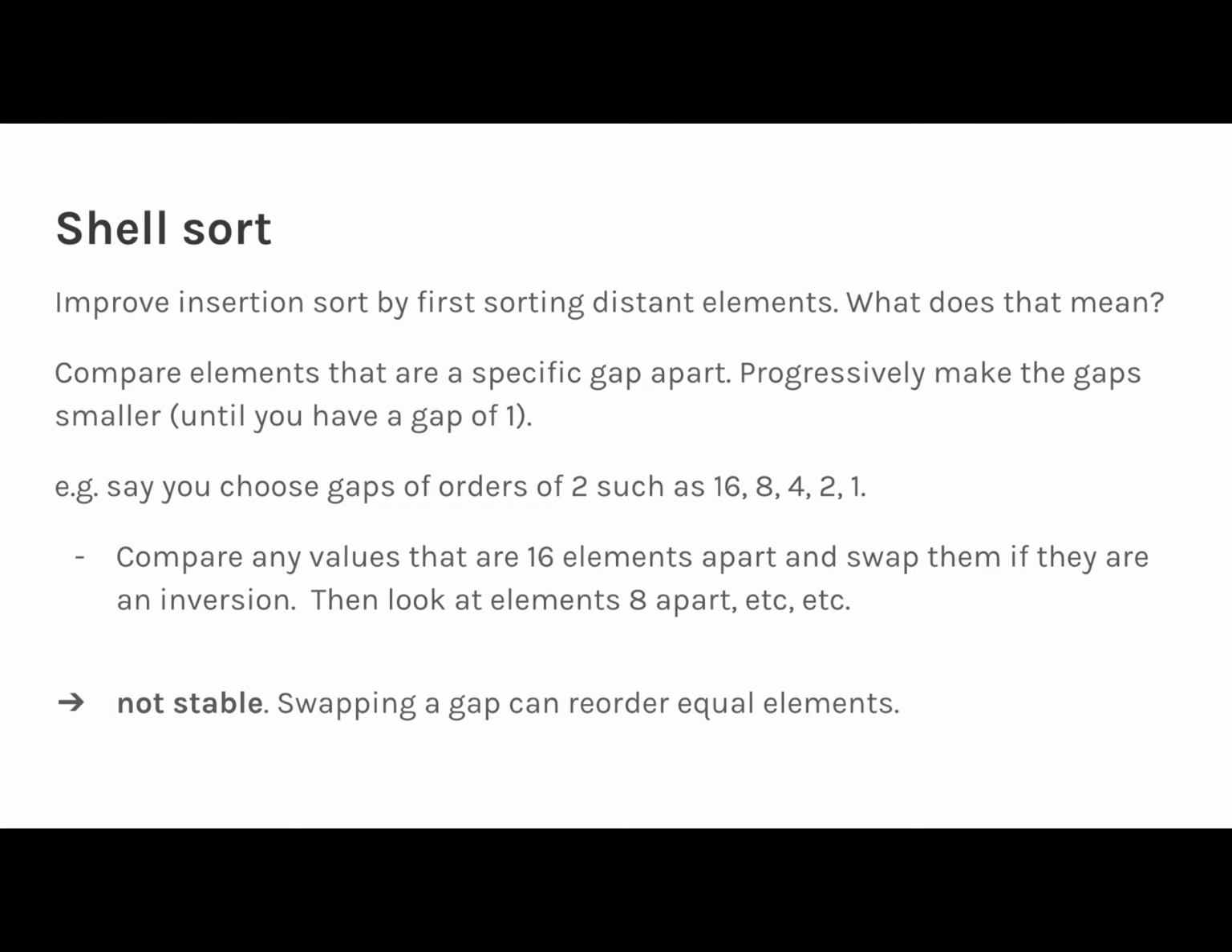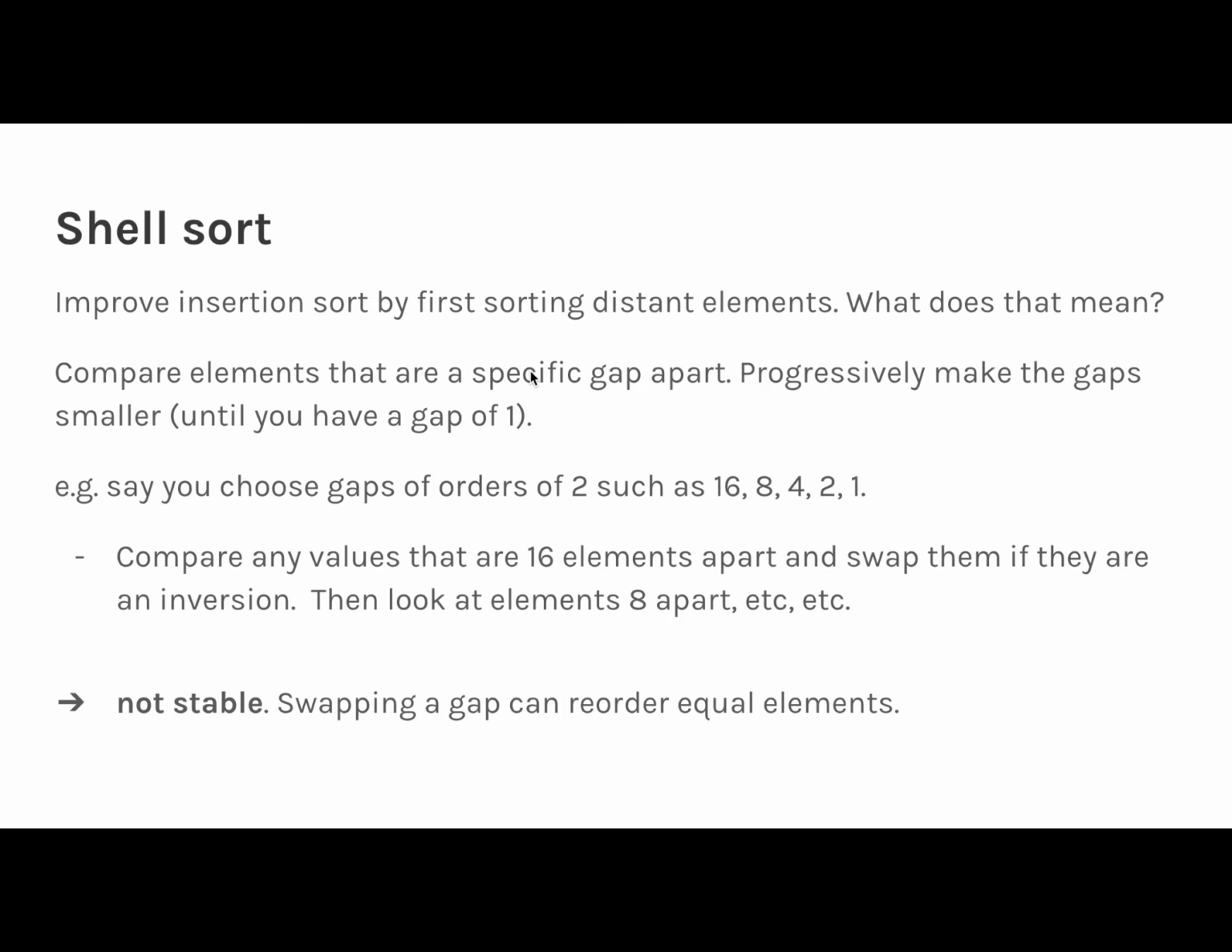So say you can choose gaps that are powers of 2, like 16, 8, 4, 2, 1. And what you do is, given an array, you look at all values that are 16 elements apart. So like every pair of elements 16 elements apart, you're going to compare that pair and see if they need to be swapped, like see if that's an inversion. If so, swap them. And then look at another pair of elements 16 elements apart, etc. And then after you've done that, you'll look at all elements 8 apart. And then all 4 apart, all 2 apart, etc.